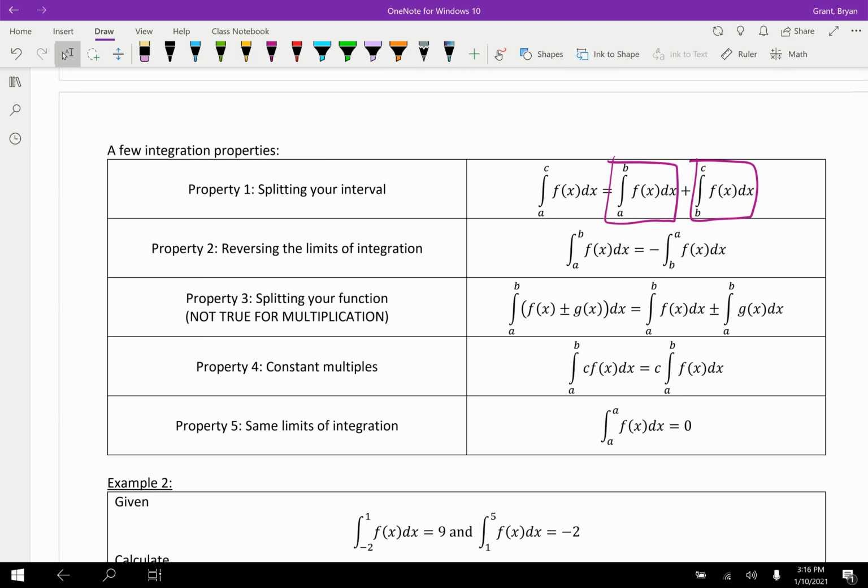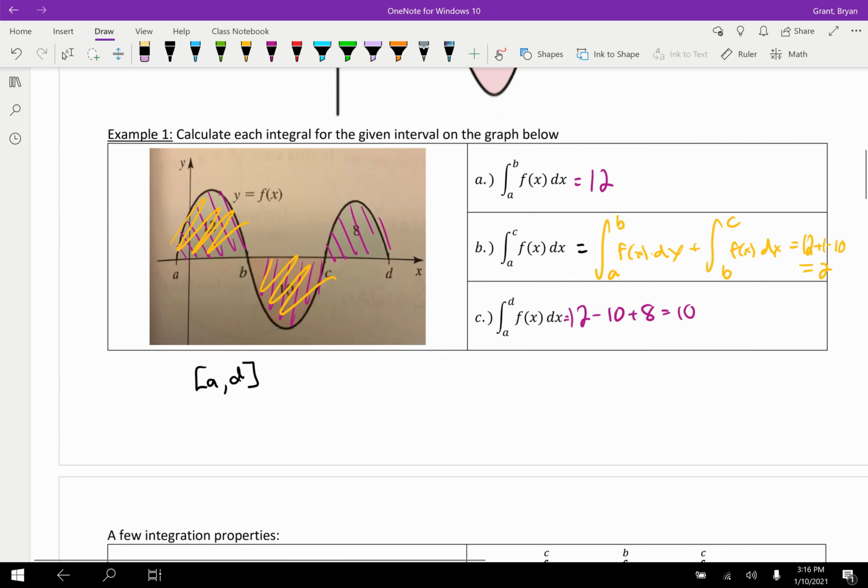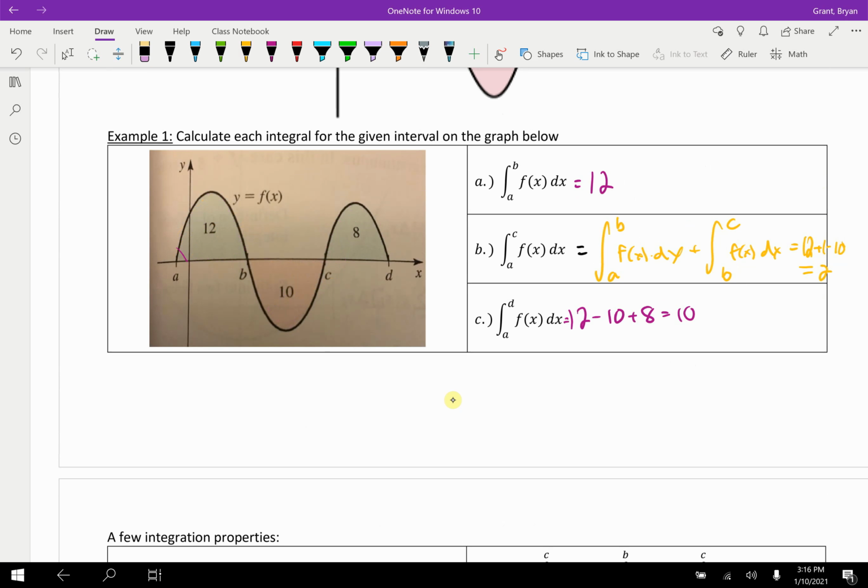The second one, though, is a little bit strange. We like to measure our area from left to right. And generally, that is why our lower limit of integration is smaller than the upper limit of integration. We go from a to b. Now, you are allowed to switch these. So if you're not going from left to right, or for some reason you want to go the other direction, it's totally okay to switch the limits of integration. But it turns out that if you switch the limits of integration, you need to change the sign of your area. And maybe that's best illustrated with this 10 over here.